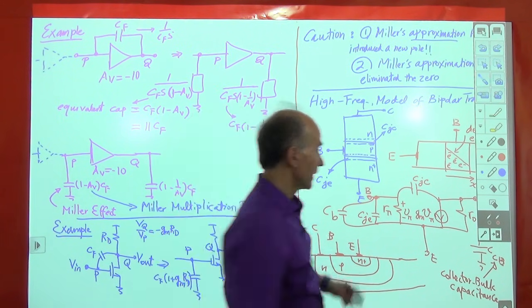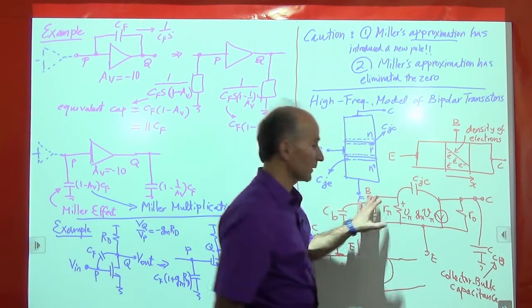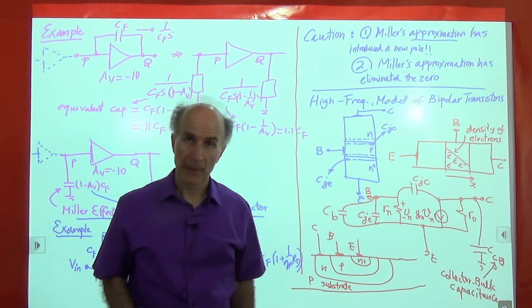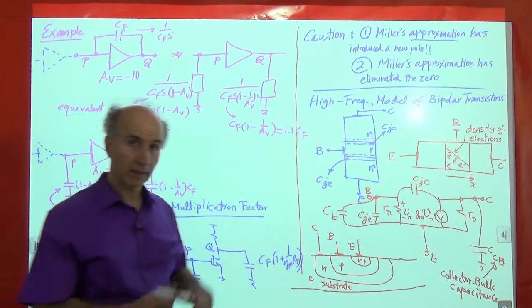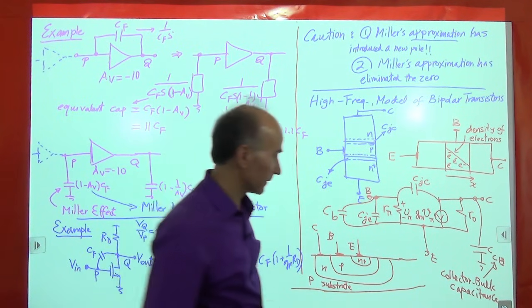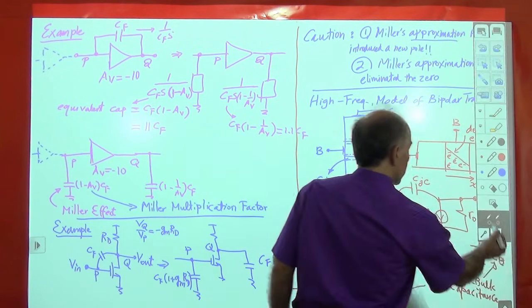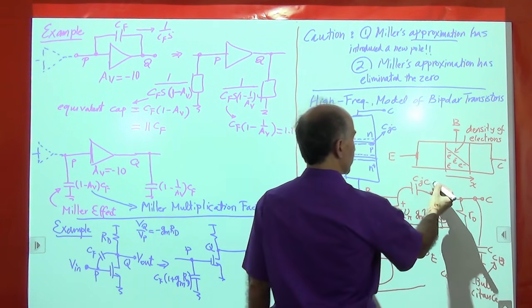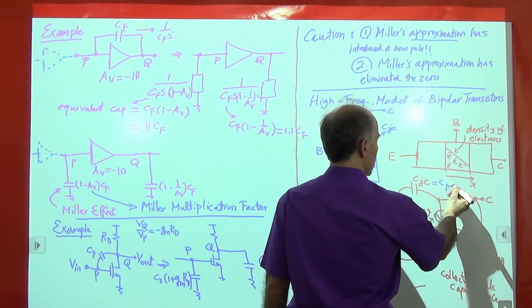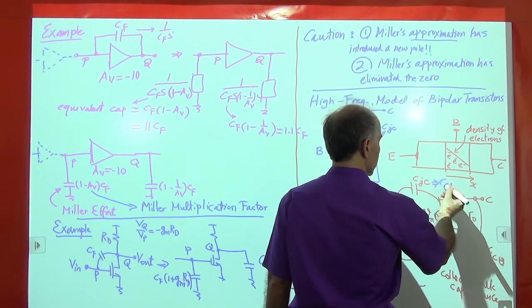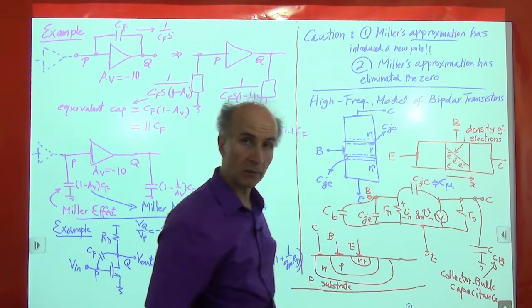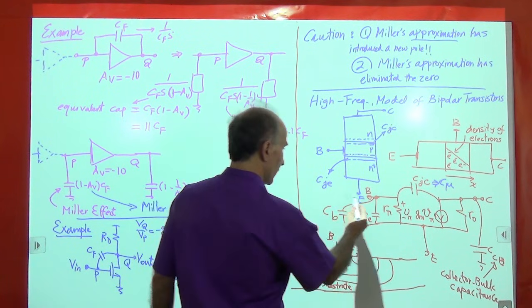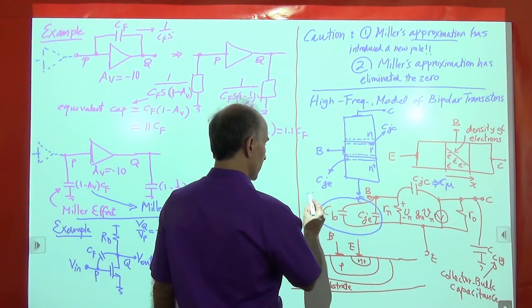So this now gives us the complete model of the bipolar transistor, and using this model we can go ahead and analyze various circuits. I also want to mention that we have names for these. For historical reasons, we usually call this C mu, and this whole thing we call C pi.